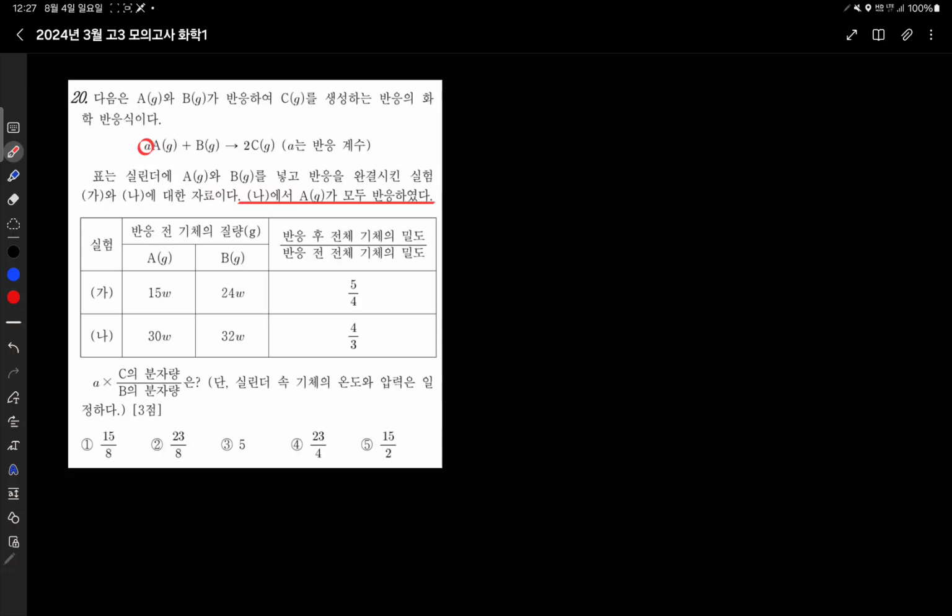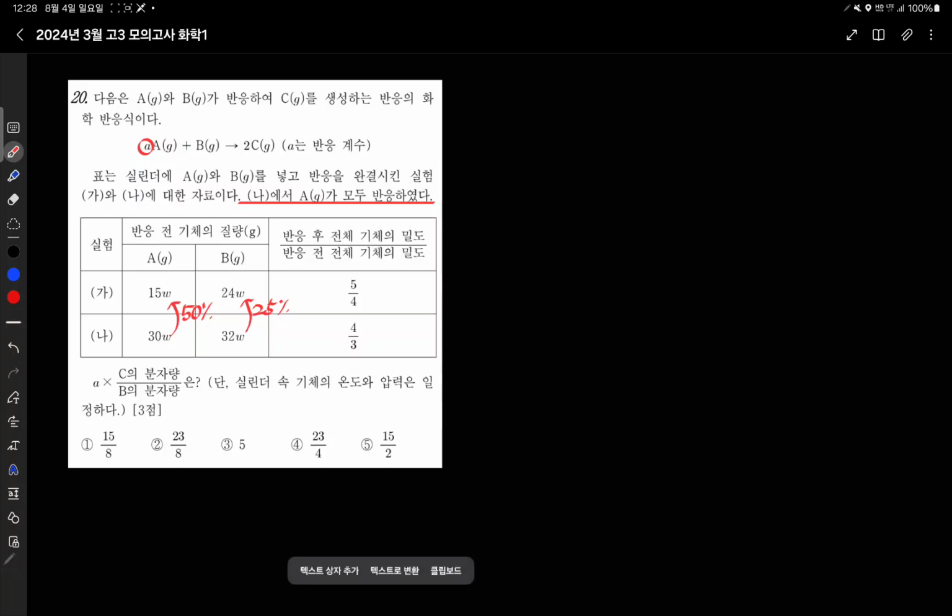So if we compare the first and second reaction, in the first experiment, less A and B were used than in the second experiment, and the decrease in A is greater than the decrease in B. In A, there is a 50% decrease, but in B, there is only 25% decrease.